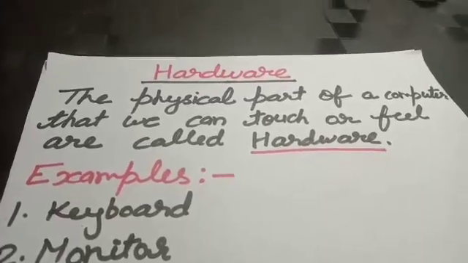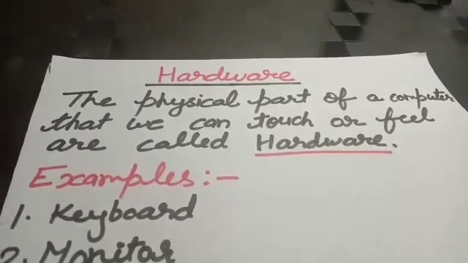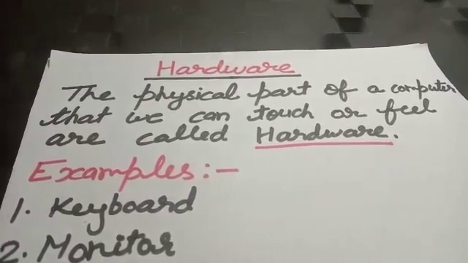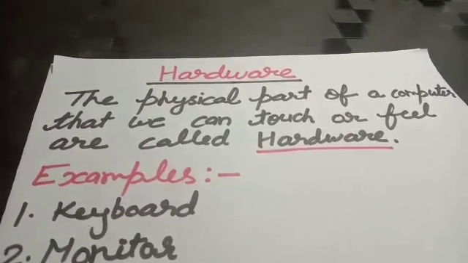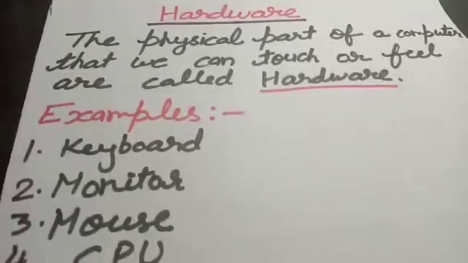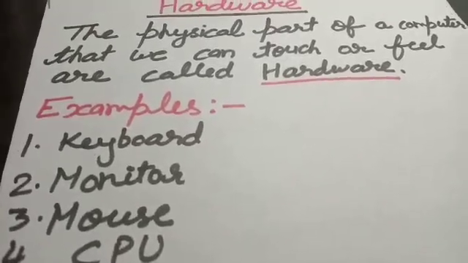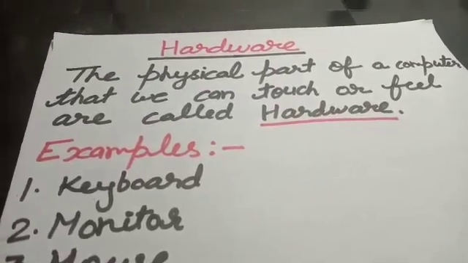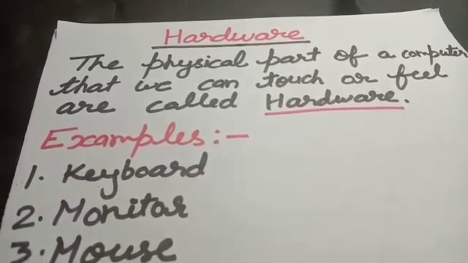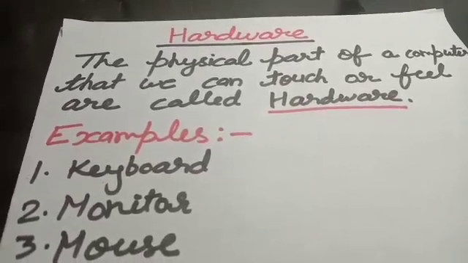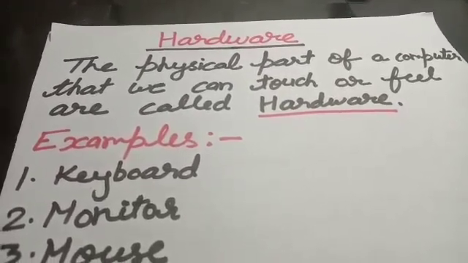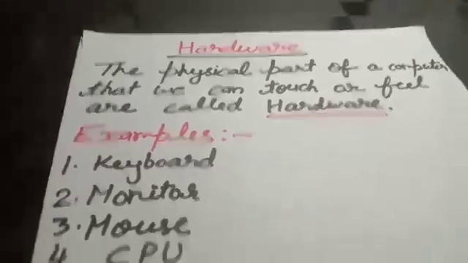Your next topic is hardware. The physical parts of a computer that we can touch or feel are called hardware. Children, in the computer lab you have seen many parts of the computer. Four are main parts: keyboard, monitor, mouse and CPU. These are the physical parts of a computer that are called hardware. But many more parts are there that are useful in our daily life. Let's see some examples.